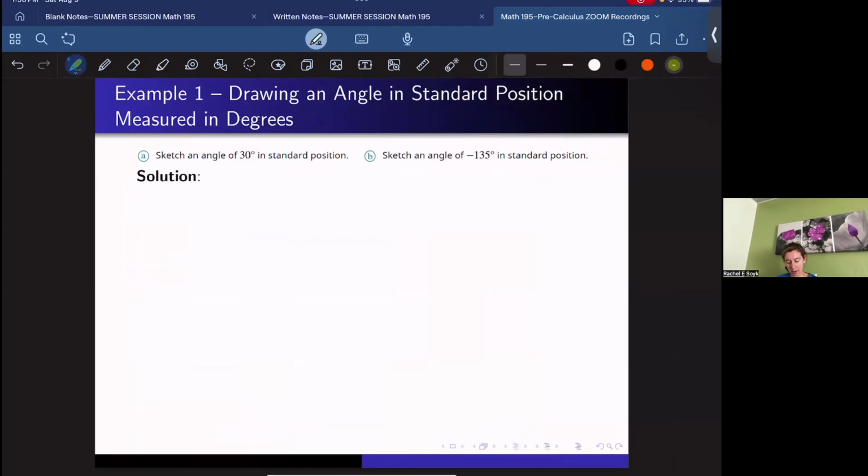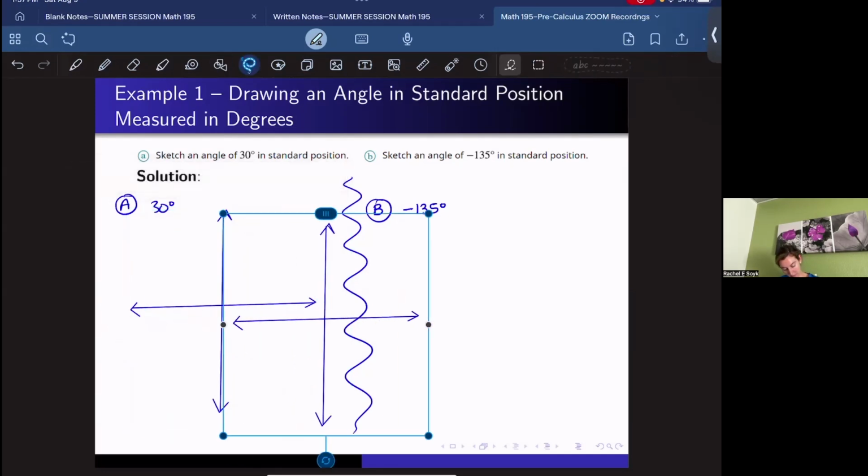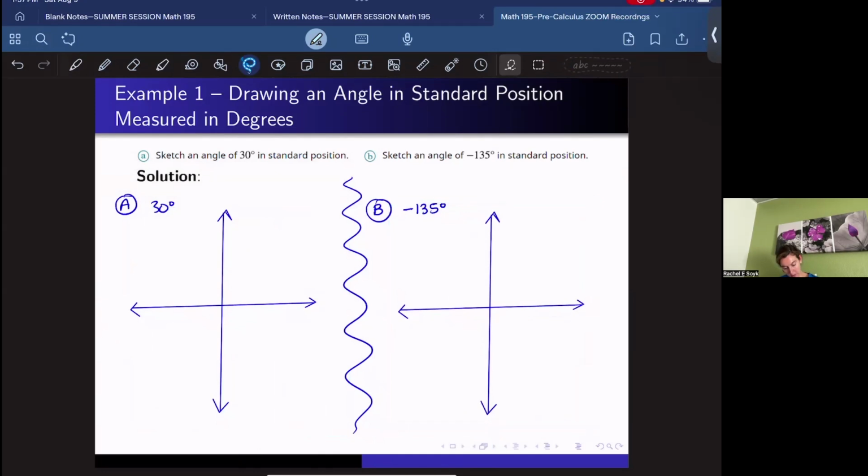So now we arrive at our first example for today, where we are asked to sketch these two different angles. We want to sketch out 30 degrees in standard position, and we want to sketch out negative 135 degrees. So let's create our coordinate plane. And so we're always stemming from this origin.